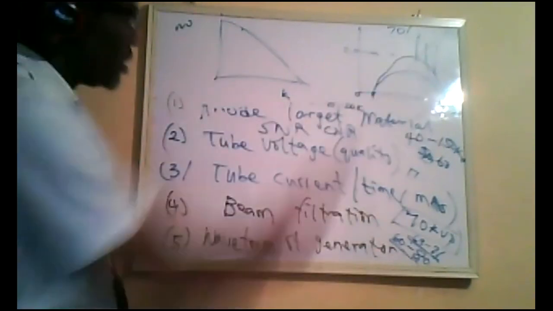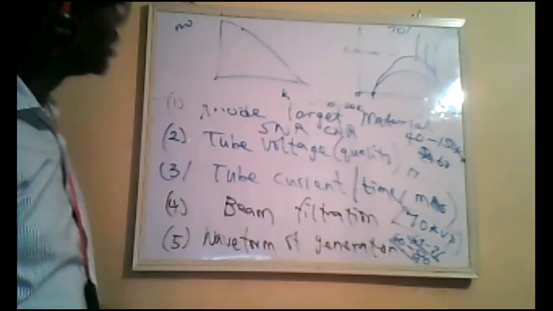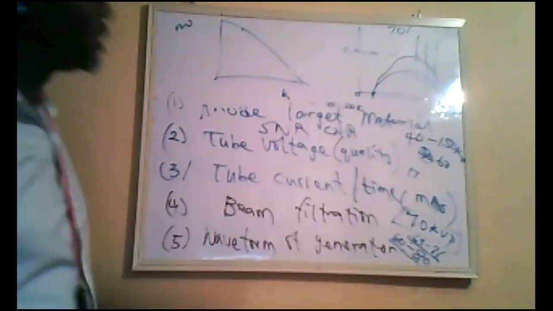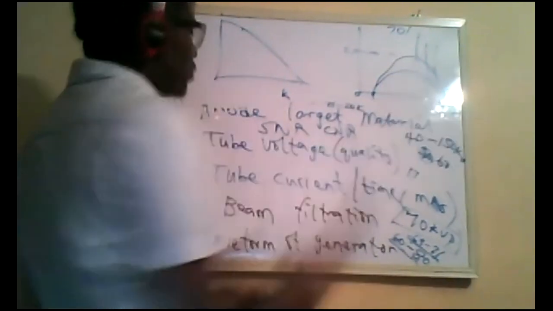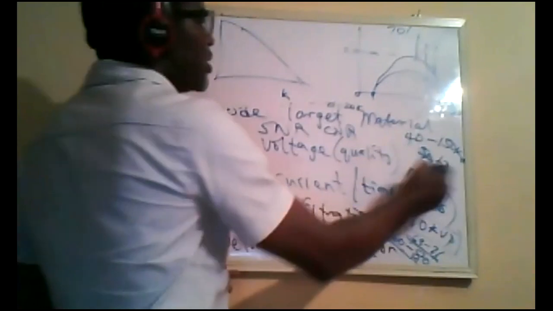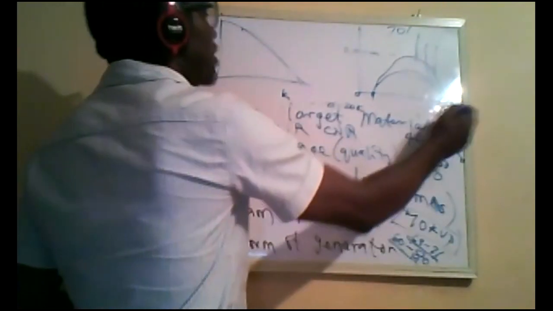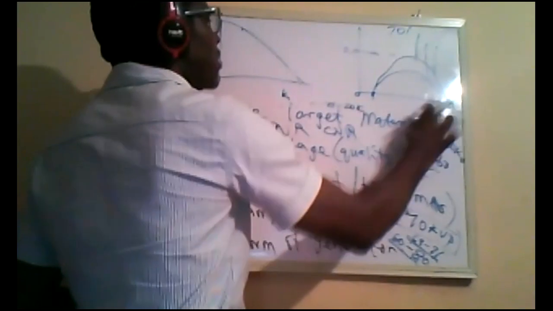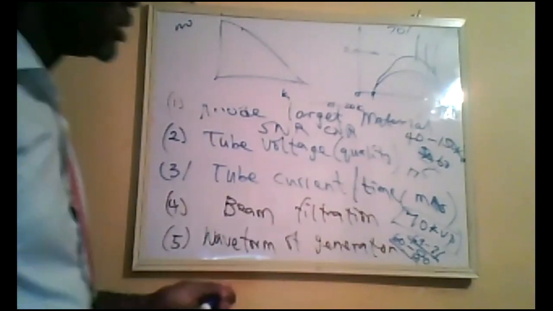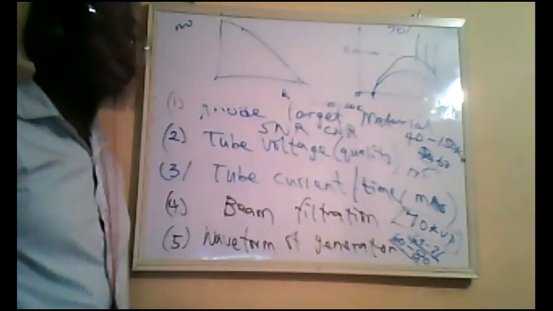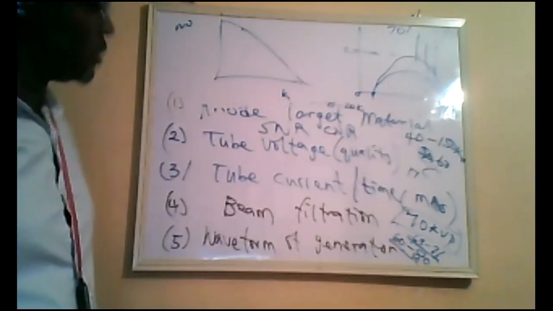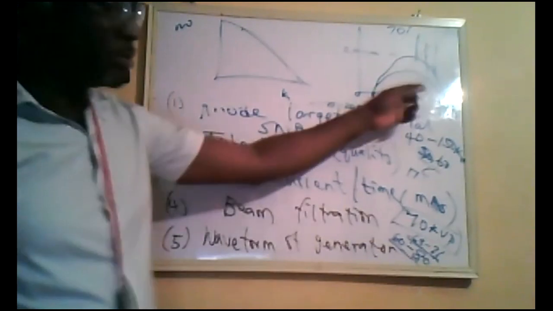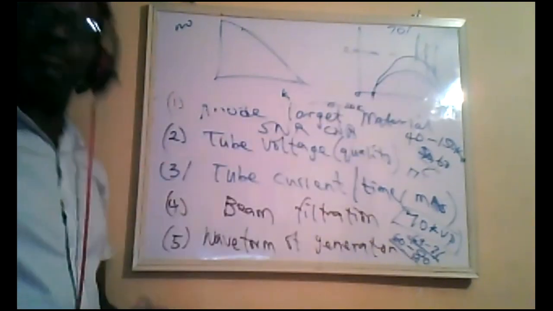Then the waveform of this, you can't generally manage it there. The tube voltage has to do with this energy. If the voltage is 80, the maximum energy here has to be 80. If it is 100, the maximum energy here has to be 100. The X-rays coming out can never exceed this energy. So one should be able to explain them with reference to this diagram.